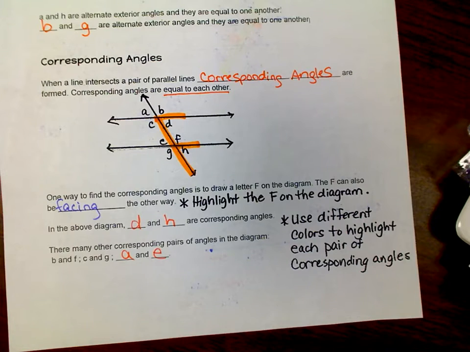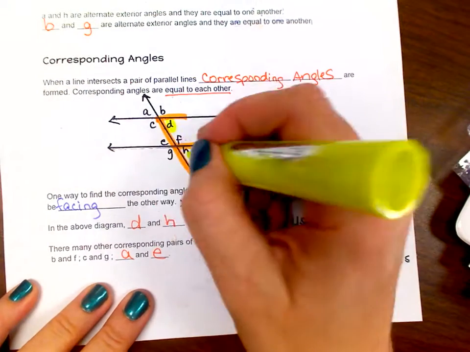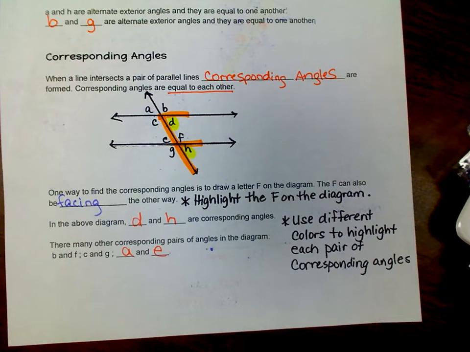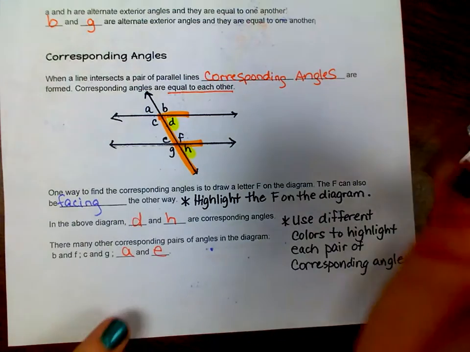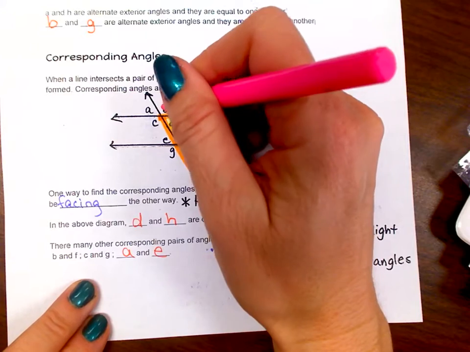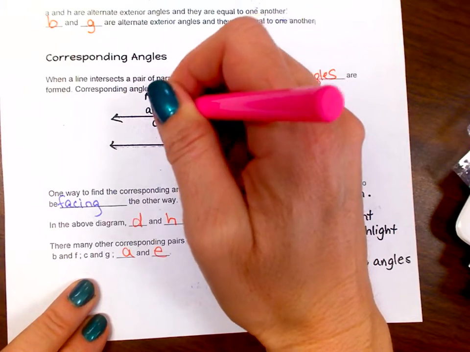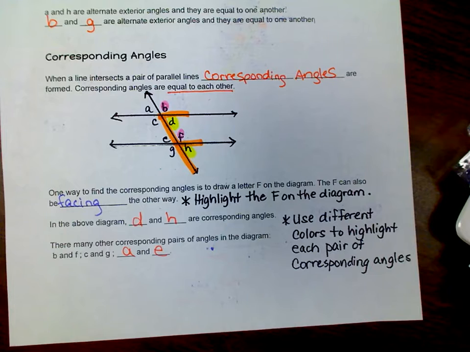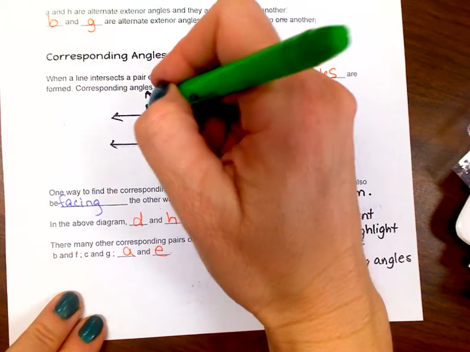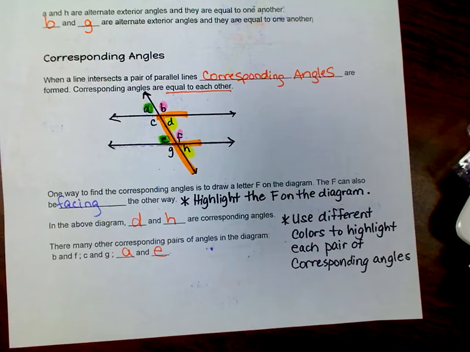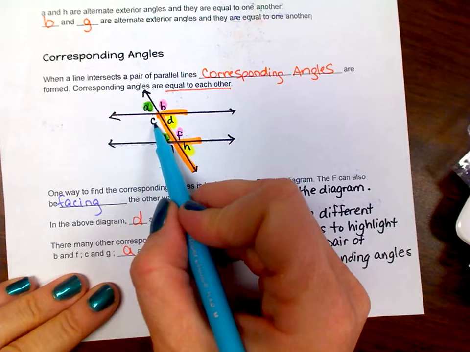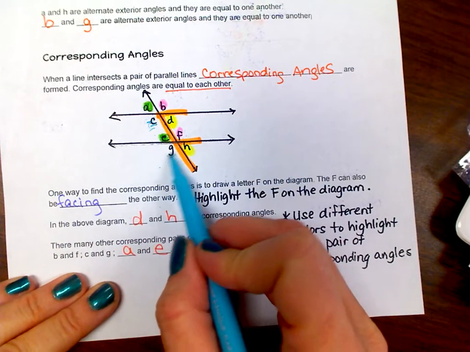So we have D, H. We have B, F. We have A, E. And I don't know that I have another color, so we're just going to color them in, C and G.